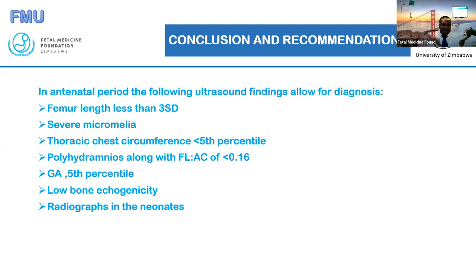If we see someone with severe micromelia, or do the thoracic to abdominal circumference and find a thoracic circumference of less than 50%, of course, we know that currently there are no charts to assess the thoracic ratio by gestation. But if you find a small chest, we need to send this woman for further evaluation. Also, if there's polyhydramnios, or if you do the femur length to abdominal circumference ratio and that ratio is less than 0.16, again, we should send those fetuses for further evaluation.